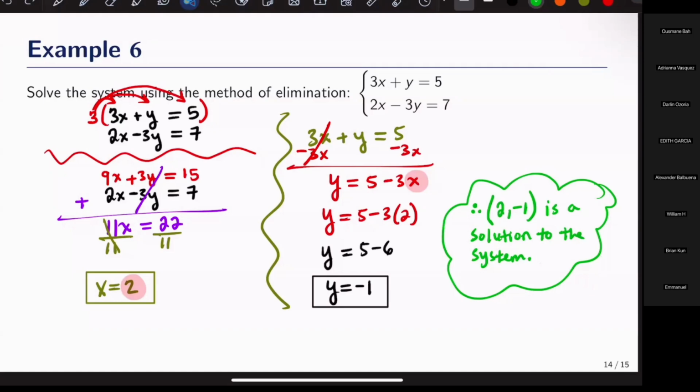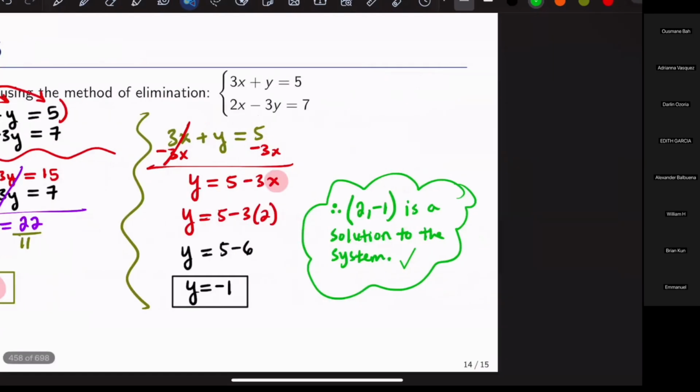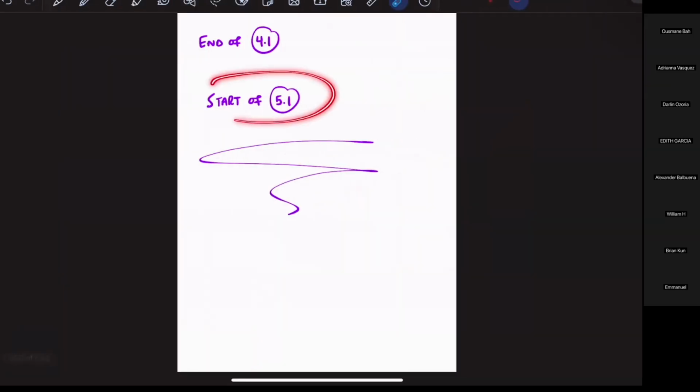So substitution and elimination were the main methods taught in this chapter 4, which is actually all that we're learning out of all of our chapter 4, because our next lesson is going to be jumping to chapter 5 material. I am going to stop recording.